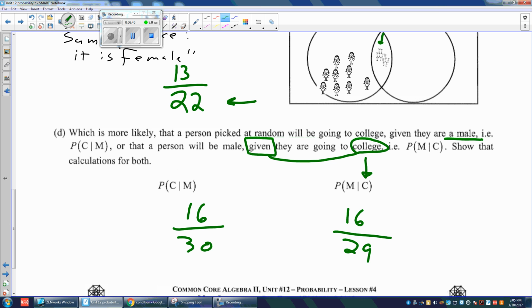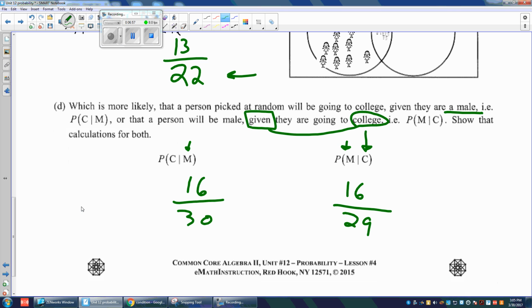What I wanted you to see here is that the C is the denominator and the M is the numerator, even though they're different numbers. Now, which one is more likely? This is more likely. I can turn it into a decimal. You should know that it's more likely since the numerators are the same. Let's turn the page. Remember to ask a question if you're confused.